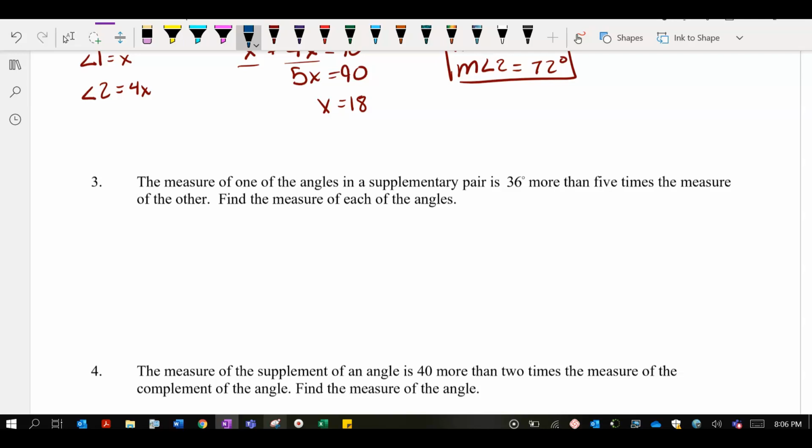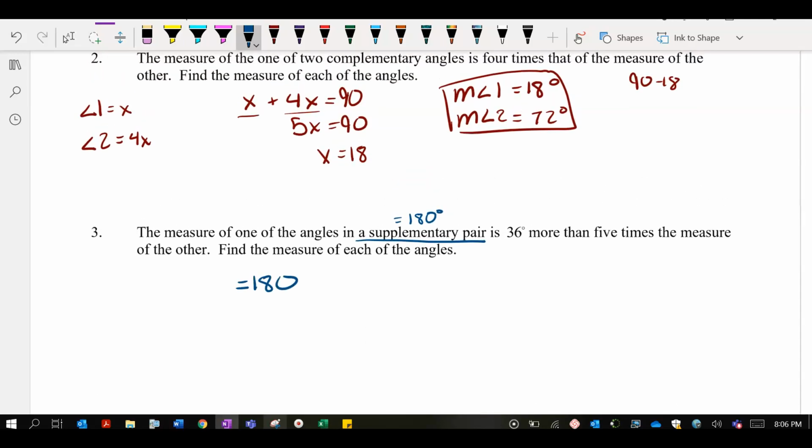So we have here a supplementary pair, so that means the sum is 180 degrees. So it's equal to 180. We know that we have the turnaround, so whatever comes after will go first before the 36. So we have here, I'm going to put an angle 1 equals and an angle 2 equals. We know that we have one of the angles. We have to have two separate angles, so one of them is going to be x. All right? The other one is 5 times more than the measure, plus 36. So 5x plus 36.